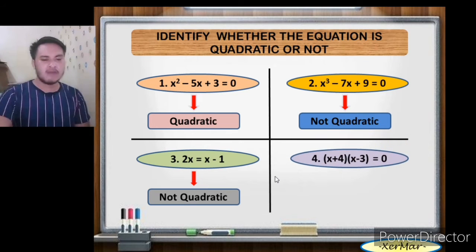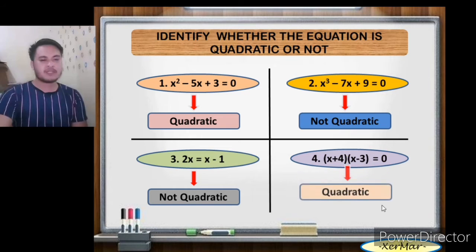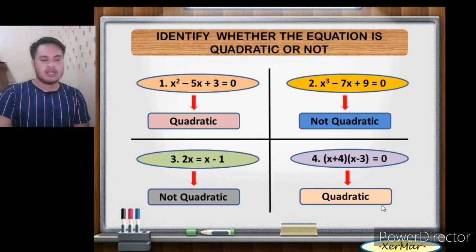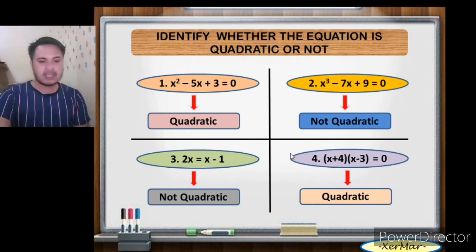Number 4, we have the quantity of x plus 4 times the quantity of x minus 3 equals 0. And this is quadratic. Later on we will discuss further about this one. This is another form of quadratic equation.